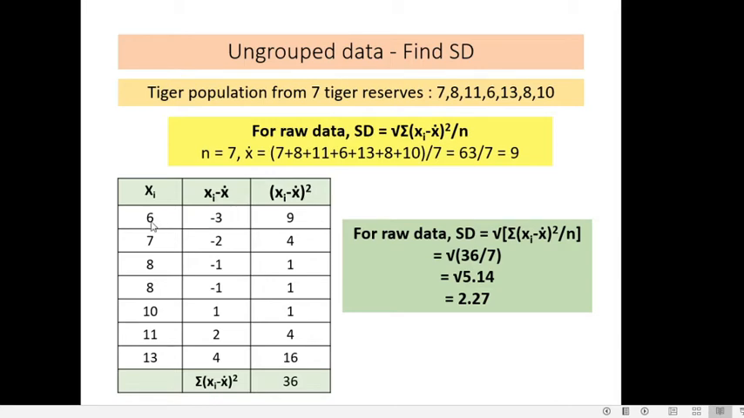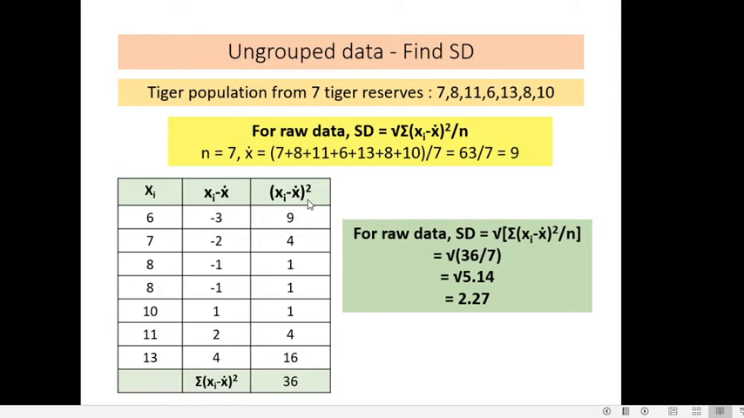Here xi minus x dash will be 6 minus 9 equal to minus 3. This will be 7 minus 9 is equal to minus 2. 8 minus 9 equal to minus 1. 8 minus 9 again equal to minus 1. 10 minus 9 equal to 1. 11 minus 9 equal to 2 and 13 minus 9 equal to 4. So that is xi minus x dash for each value.